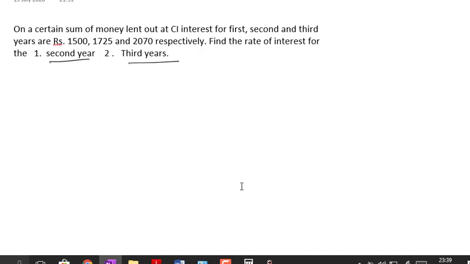Now this question, it seems that something is missing. On a certain sum of money lent out at compound interest, so P is fixed. I don't know what is the value of P. The compound interest for first year is 1,500, compound interest for second year is 1,725 and compound interest for third year is 2,070. We have to find the rate of interest for second year and for the third year.